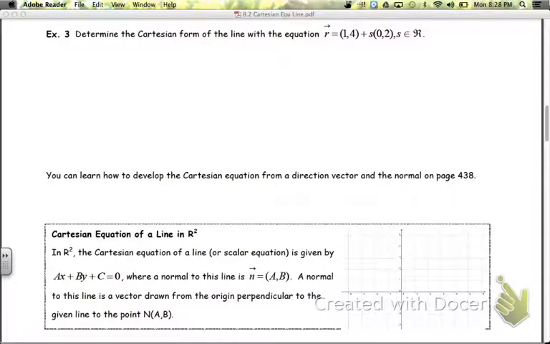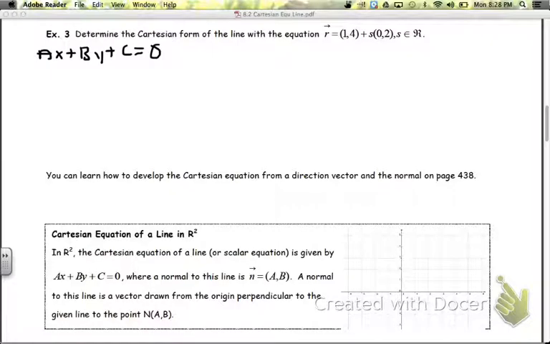So now moving along here, we have example 3. Determine the Cartesian form of the line with the equation r equals [1, 4] plus s[0, 2], where s is an element of the real numbers. So Cartesian form. What is Cartesian form? Cartesian form is just our ax plus by plus c equals 0.